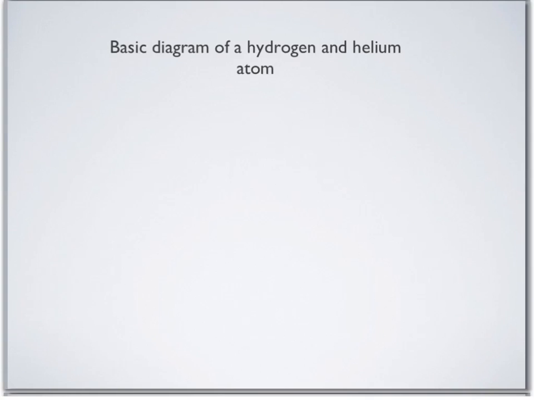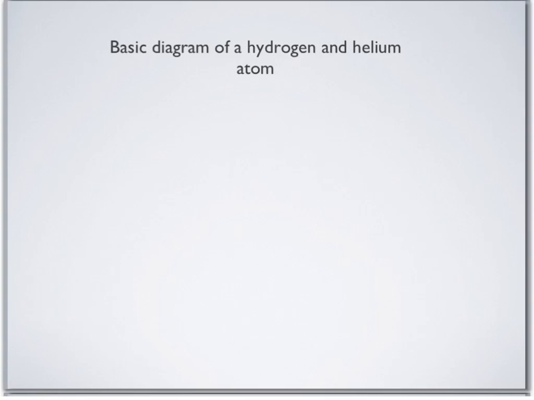Now what I want to do for you here, I'm going to draw up two different atoms, one of hydrogen and one of helium. It's no coincidence that these are the most simple elements that we can draw, and they're also the most abundant in the universe. If you remember, hydrogen is the main element that's inside of stars, and also helium. So let's take a look here.